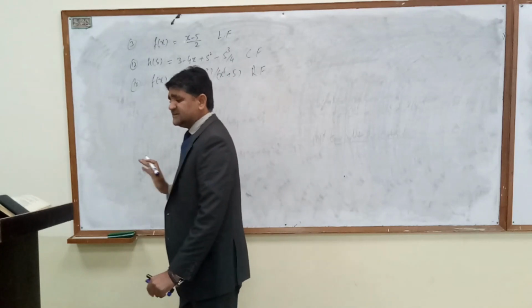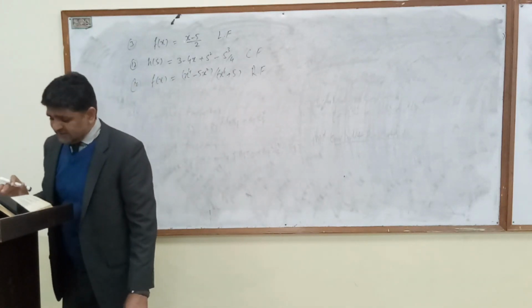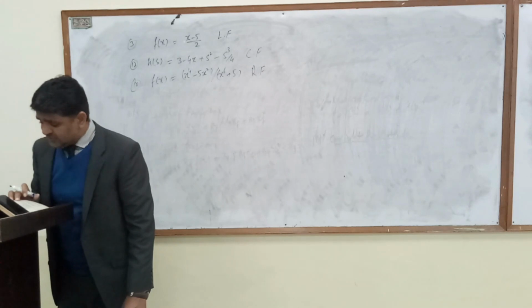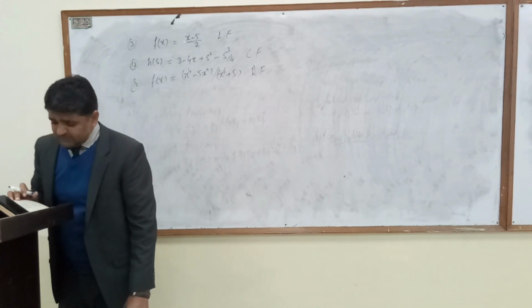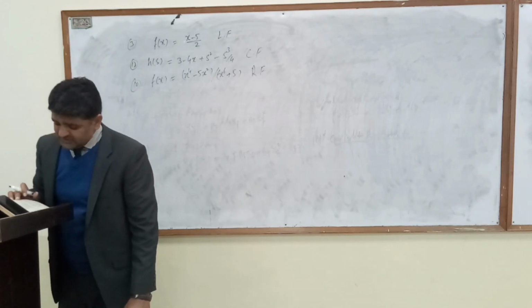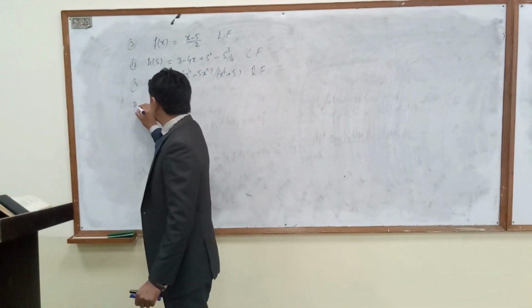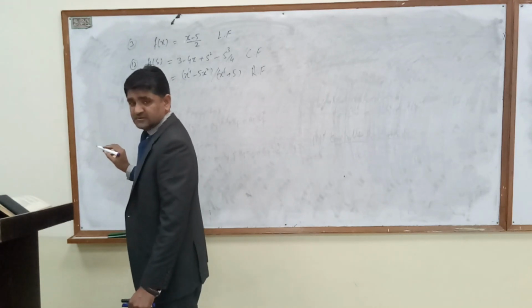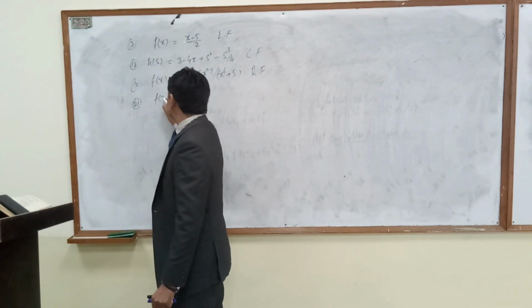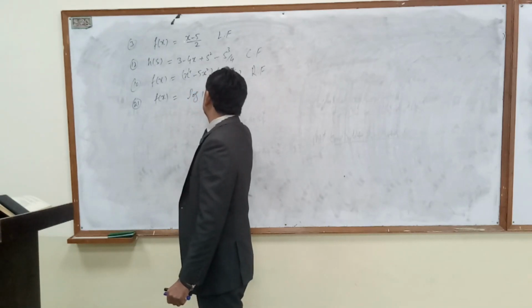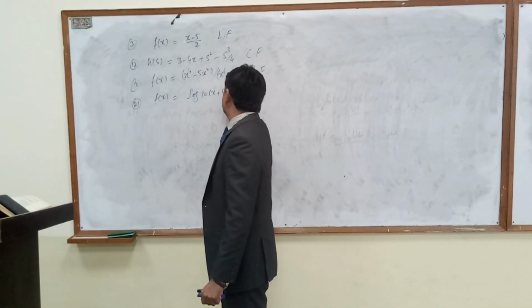You have to be very vigilant in identifying the function. You must have the understanding of the definitions of functions, then you can identify. If you look at question number 21, what is question number 21? F of x is equal to log 10 into x plus 5.